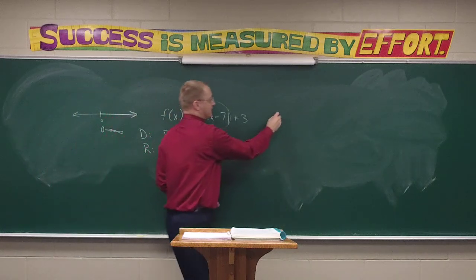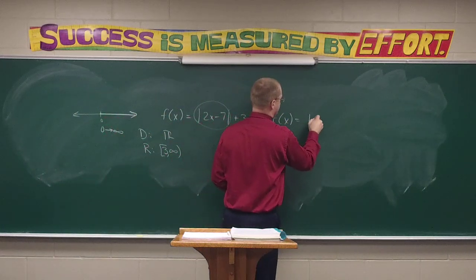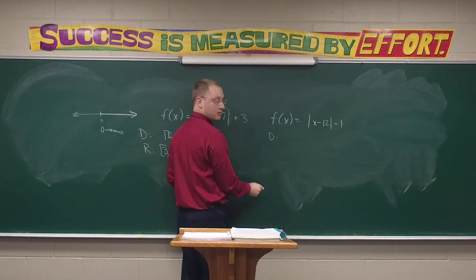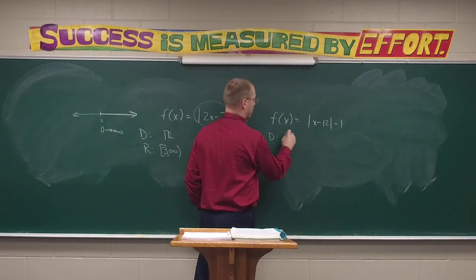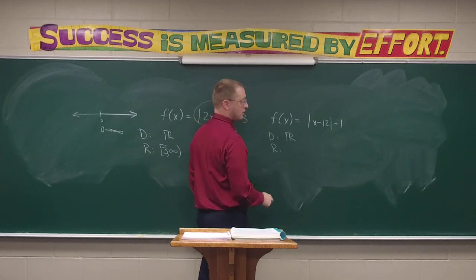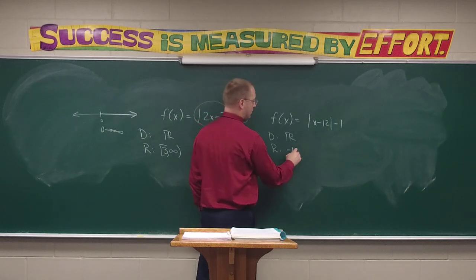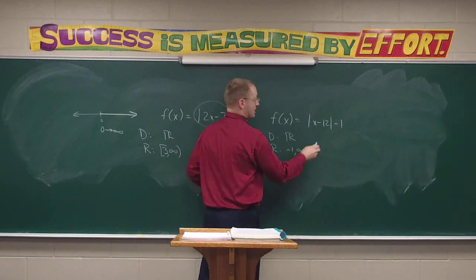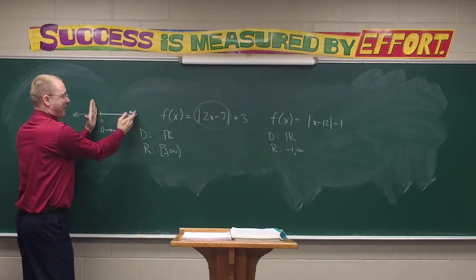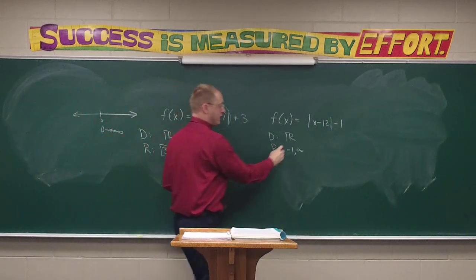All right, so if I said f of x is equal to the absolute value of x minus 12, minus 1, what's the domain? All real numbers. And what's the range? Good, because this is going to be positive, but then we're subtracting 1 from our positives, just shifting it back a little bit. Negative 1, still to infinity.